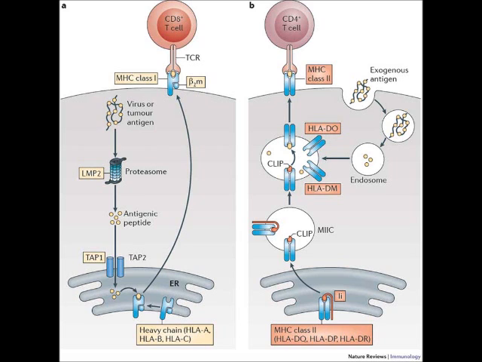Class 1 presents antigens to cytotoxic T cells. Class 2 presents antigens to helper T cells. Class 1 binds CD8 adhesion molecules on its target cells, the cytotoxic T cells. Class 2 binds CD4 adhesion molecules on the helper T cells.